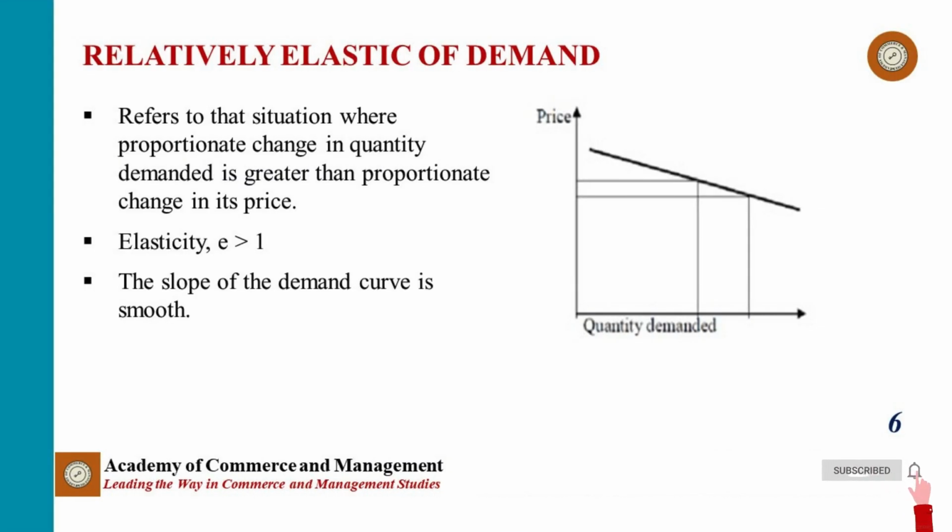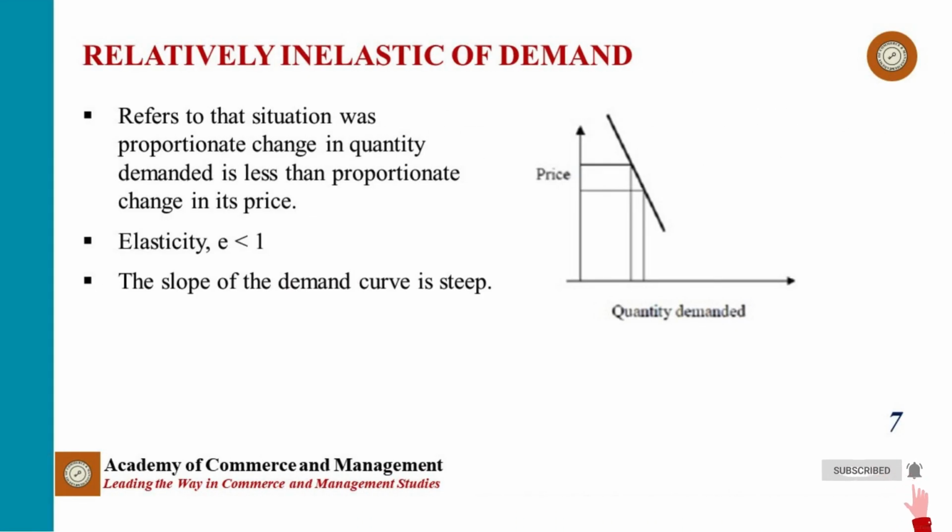The third one is relatively elastic demand. Relatively elastic demand refers to that situation where proportionate change in quantity demanded is greater than proportionate change in its price. Hence, the elasticity will always be greater than 1. And, hence, the slope of the demand curve is smooth. The fourth type of price elasticity of demand is relatively inelastic demand. It refers to that situation where proportionate change in quantity demanded is less than proportionate change in its price. Here, the elasticity will be less than 1. And, hence, the slope of the demand curve is steep.